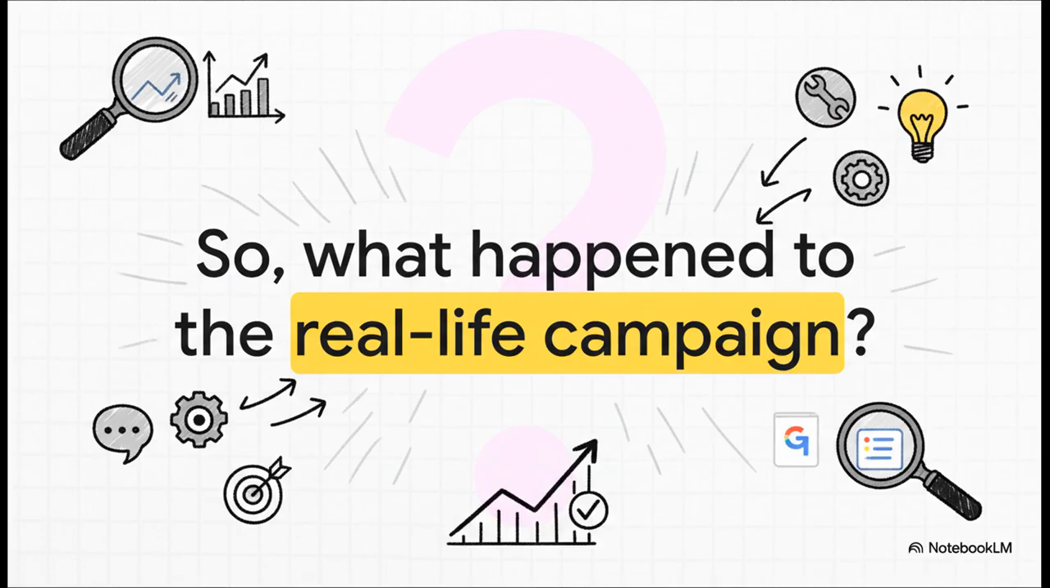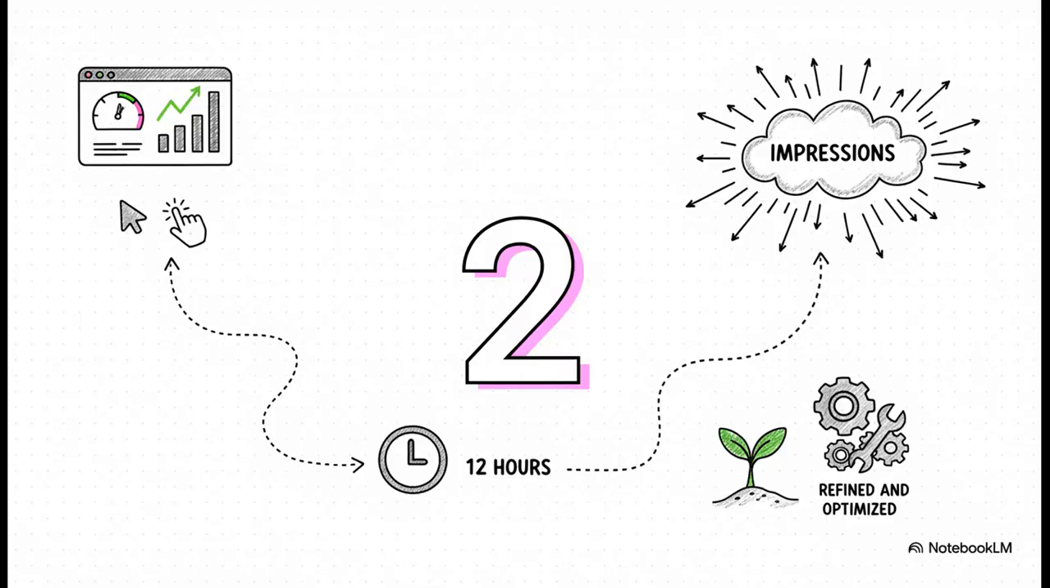So after all that theory, you're probably wondering, okay, but does this stuff actually work? Well, let's take a look at the real-world campaign where this exact six-point check was used. And there it is. From a dashboard of all zeros to 2 clicks and a growing number of impressions in just 12 hours. Look, it's not a flood of traffic, not yet, but it's the most important thing you can get. It's proof of life. It tells you the campaign is working. Now you can start refining and optimizing it.